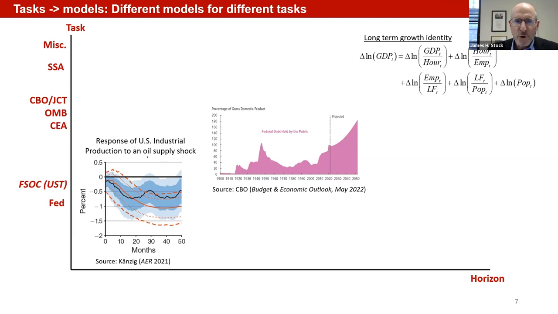The upper right-hand corner is a long-term growth identity, and the ways that climate can affect that are going to make a lot of difference in terms of long-term effects. Okay, so why don't I just call it quits there? I think the question is where we can put in all of these different effects at these different horizons and these different types of models.